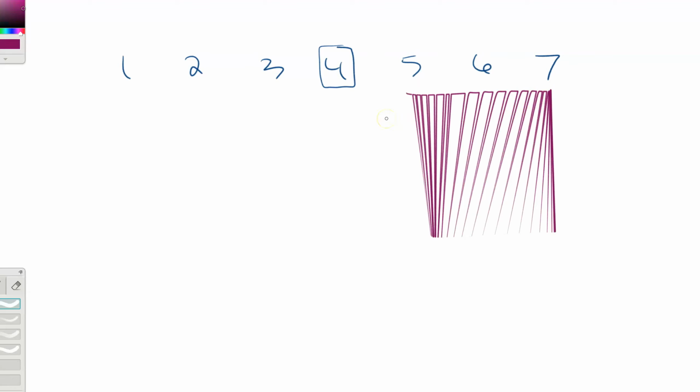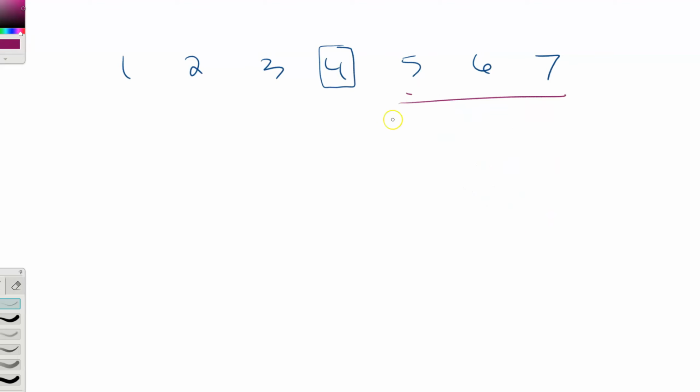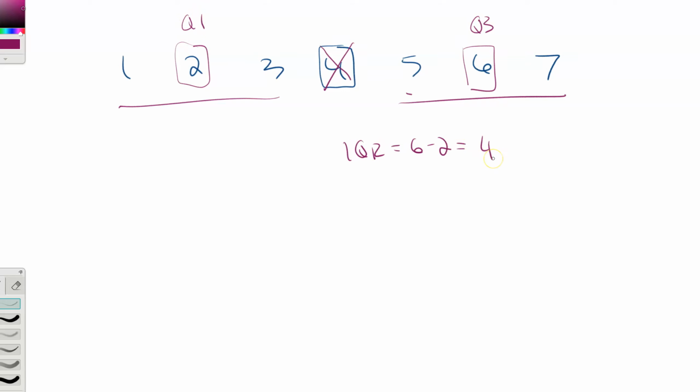That divides your data set into 3 on the bottom and 3 up top. Most software programs are going to omit that middle data point whenever they break it into the top and the bottom. Then we find the median of the top, which is Q3, and the median of the bottom, which is Q1. So the IQR would be 6 minus 2, or 4. It is a measure of the interval length that captures the middle half of your data set.